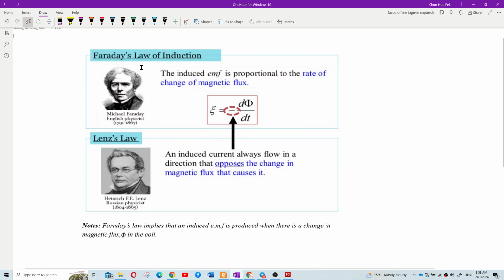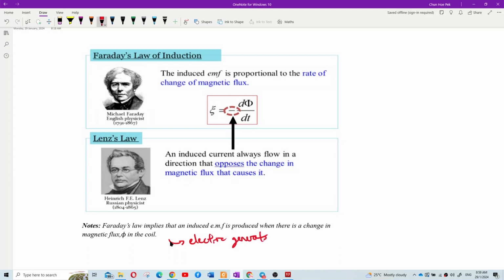Faraday's law is very important. Faraday's law implies that an induced EMF is produced when there is a change in magnetic flux in the coil. This is the key of the electric generator. Yes, you can generate electricity in a coil if you do this. If you do this, what should you do? Faraday says, how do you generate the electricity? How do you generate the EMF?